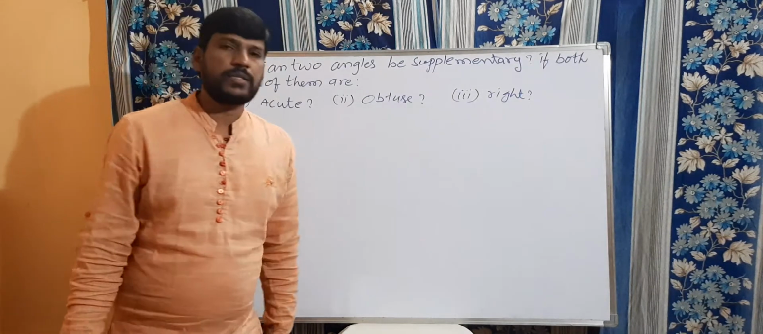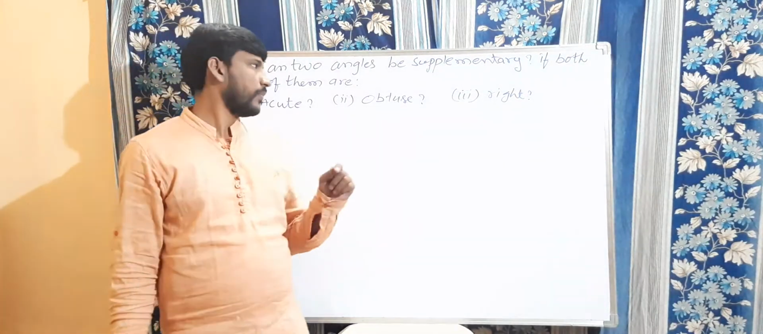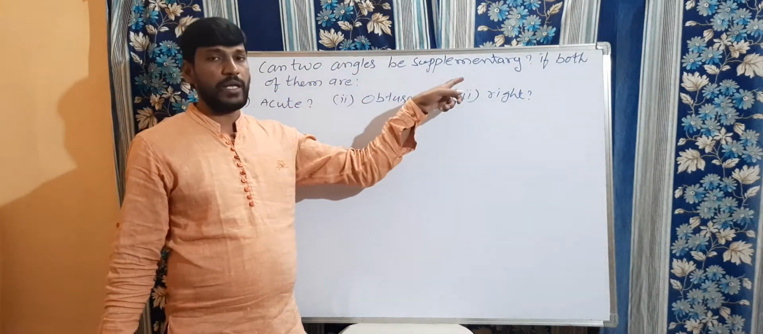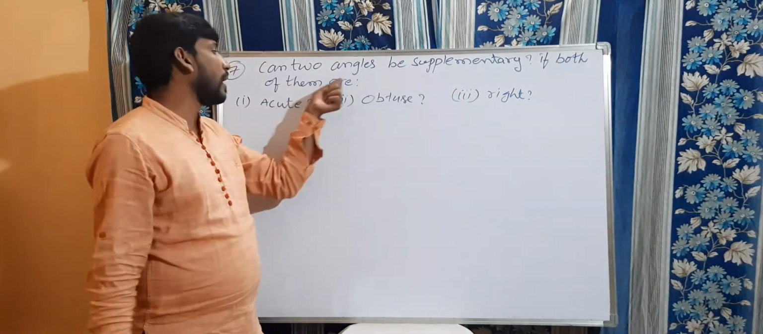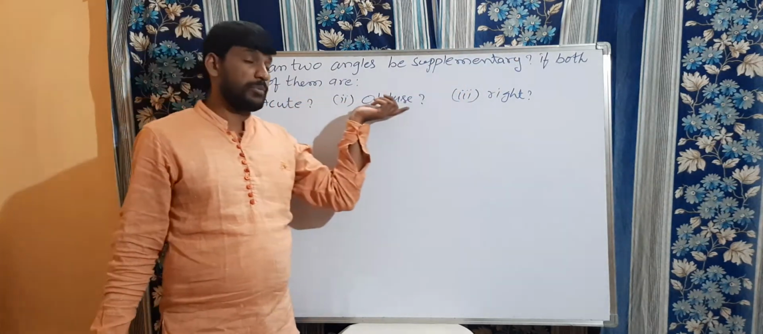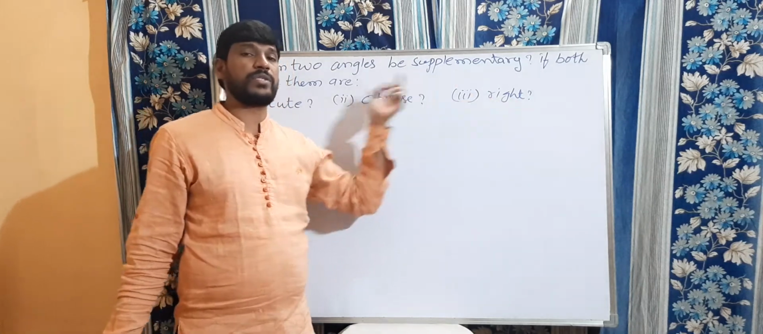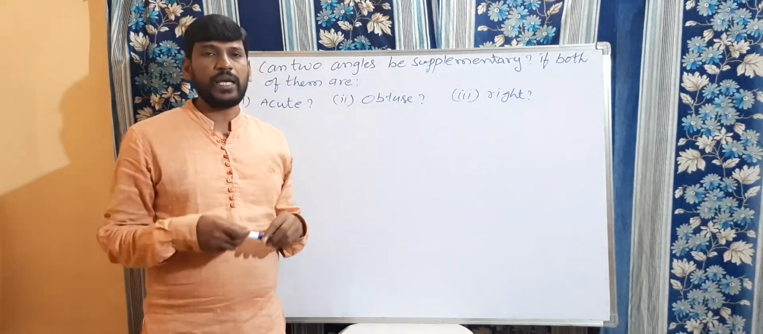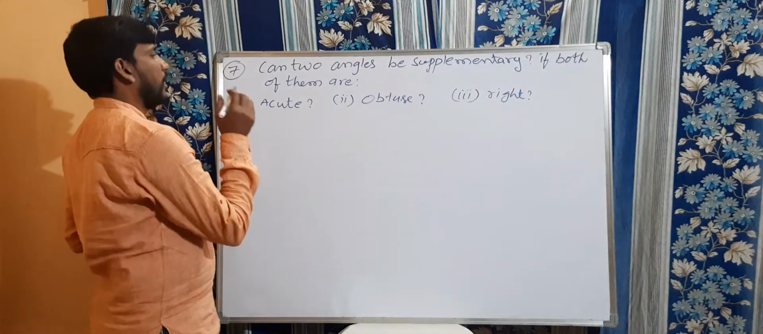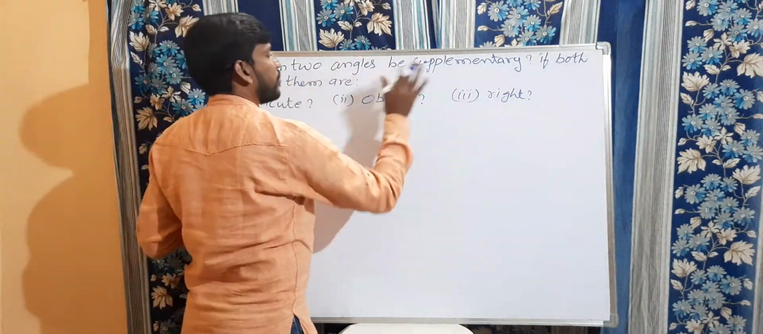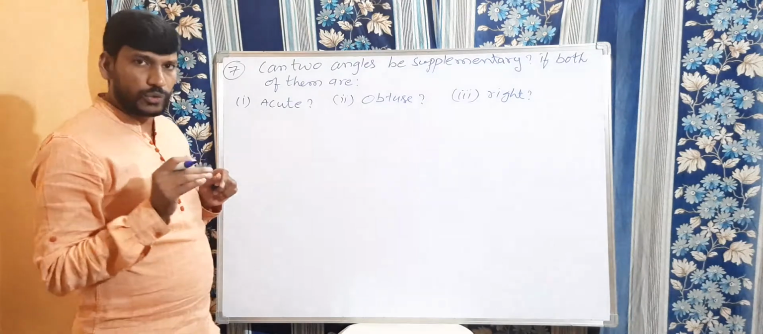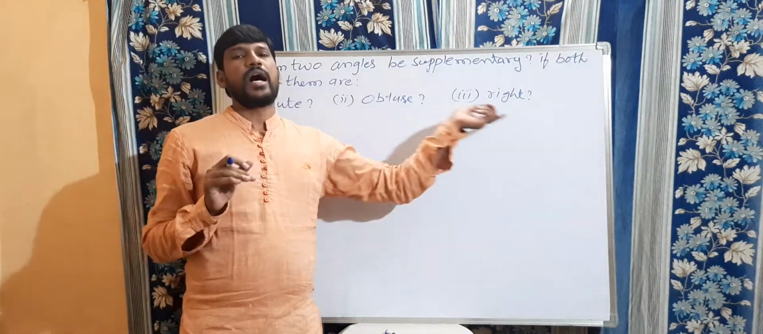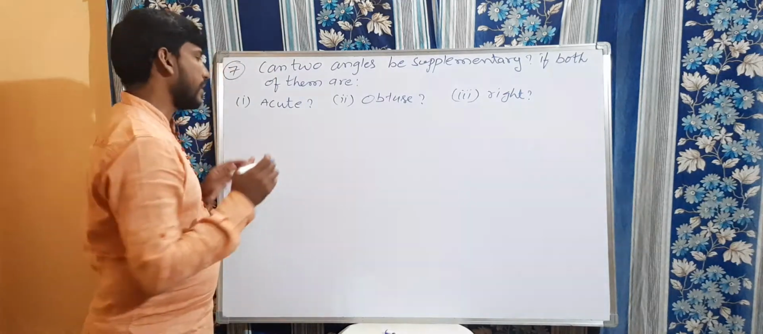Children, let us see question number 7. What are they asking here? Can two angles be supplementary if both of them are acute angles, or obtuse angles, or right angles? Which one is correct out of these three? We know that the sum of the two angles must be 180 to be supplementary. Whether those two angles are acute, obtuse, or right angles, that we are going to discuss.